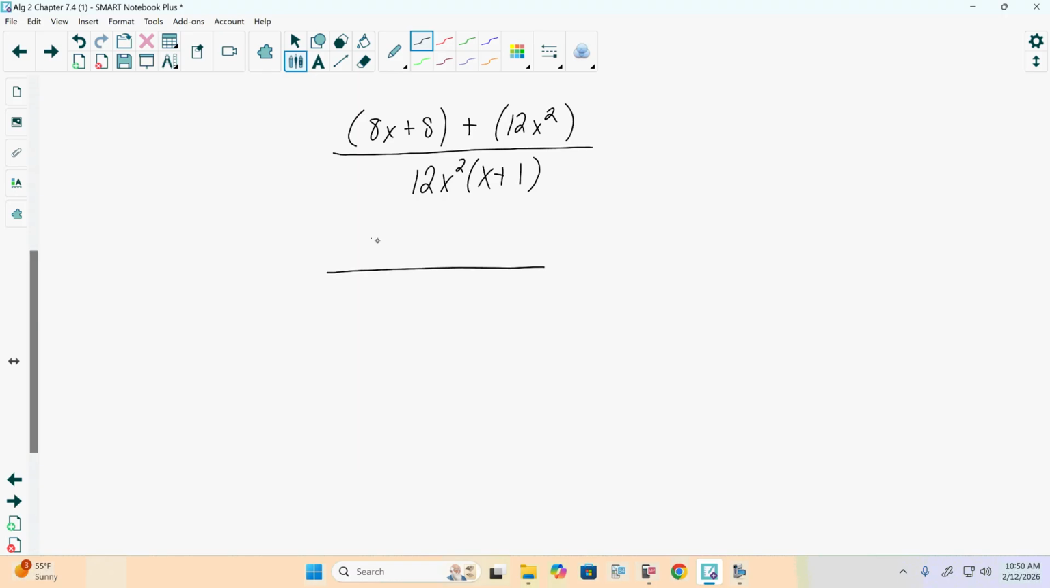Now, really, just like before, we didn't necessarily need the parentheses for this one here. Because when we resolve the first set of parentheses with the 8x plus 8, it still stays positive 8x, positive 8, so it's just 8x plus 8. Same with the positive 12x squared, it's just plus 12x squared.